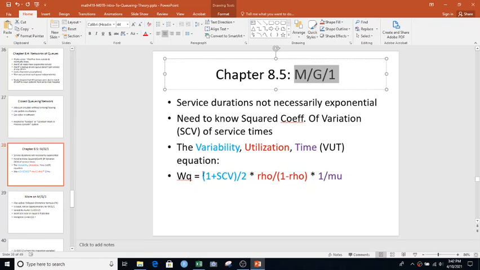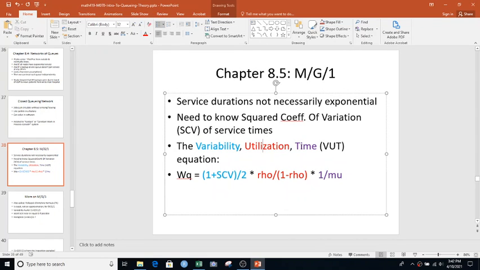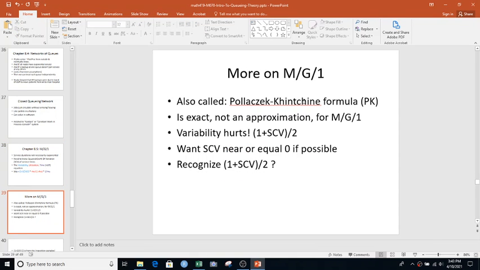And there's this nice formula called the Variability Utilization Time, or VUT equation. (1 plus squared coefficient of variation) divided by 2, that's the variability term, times rho over 1 minus rho, that's the utilization term, we've already seen that from M/M/1, times 1 over mu, that's the time scale, and that tells you what Wq is. So that's also called the Pollaczek-Khinchin formula.